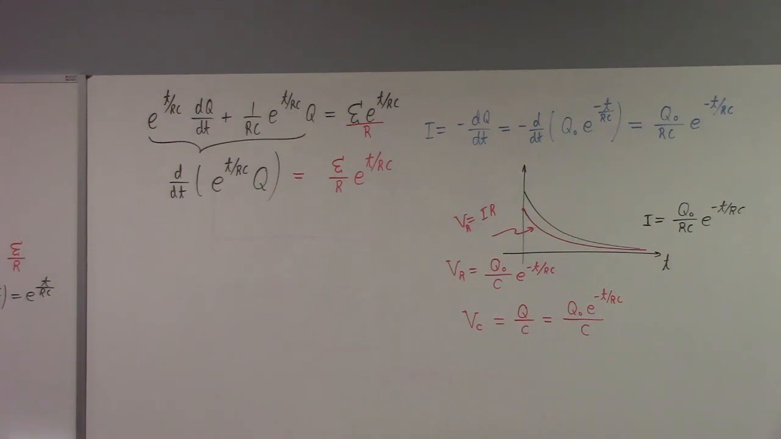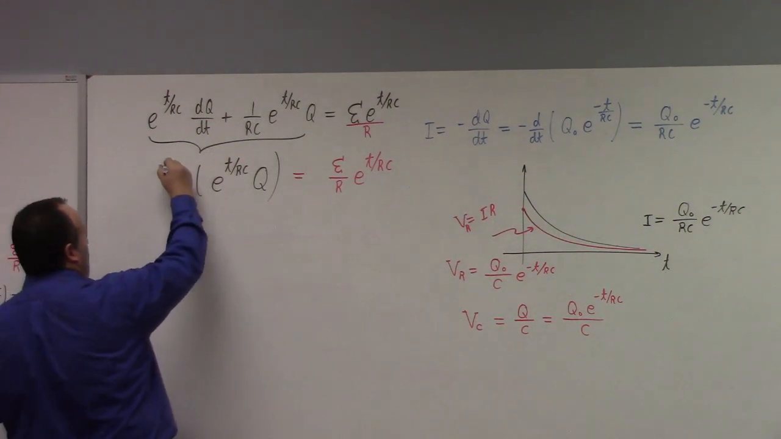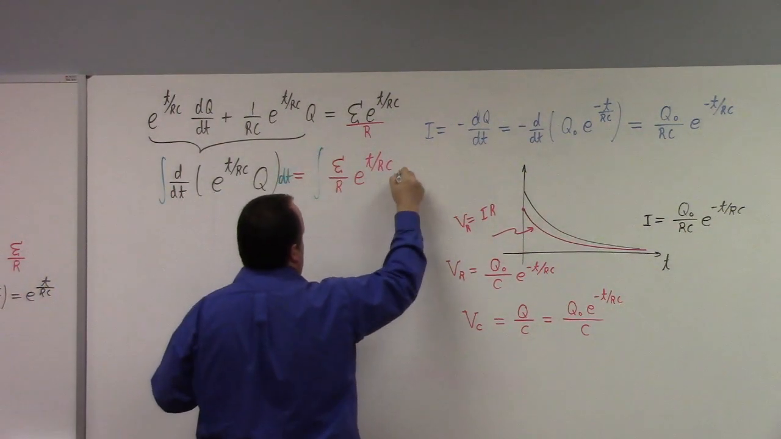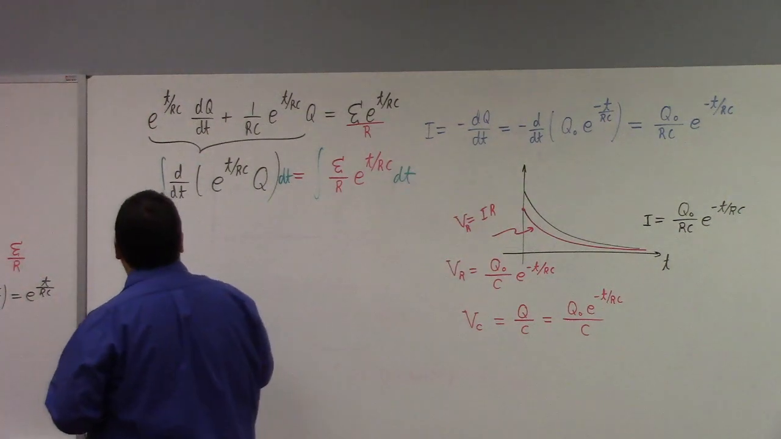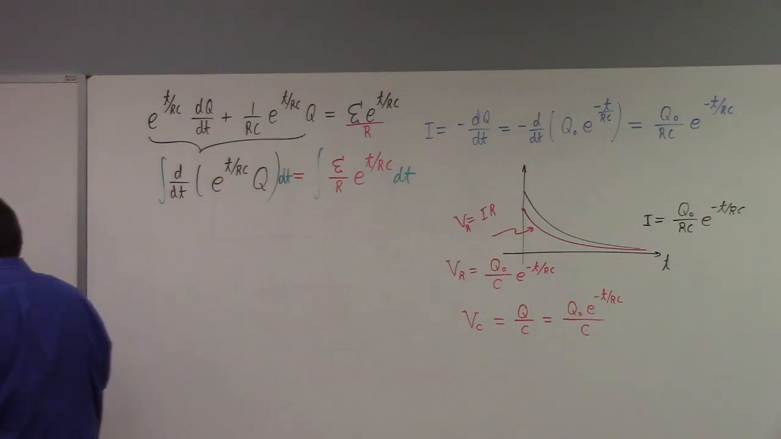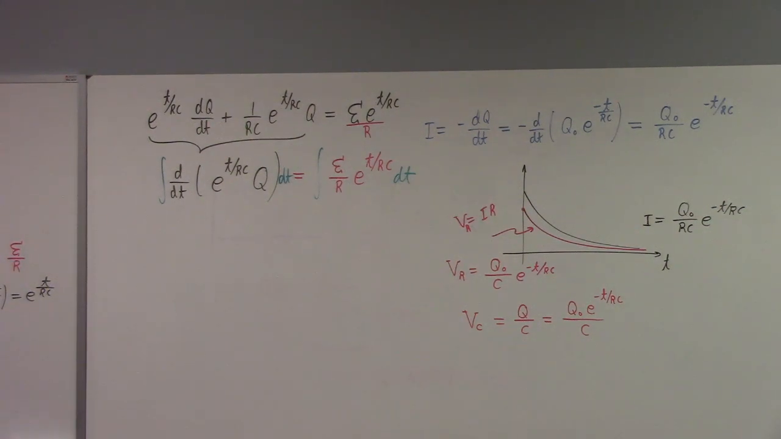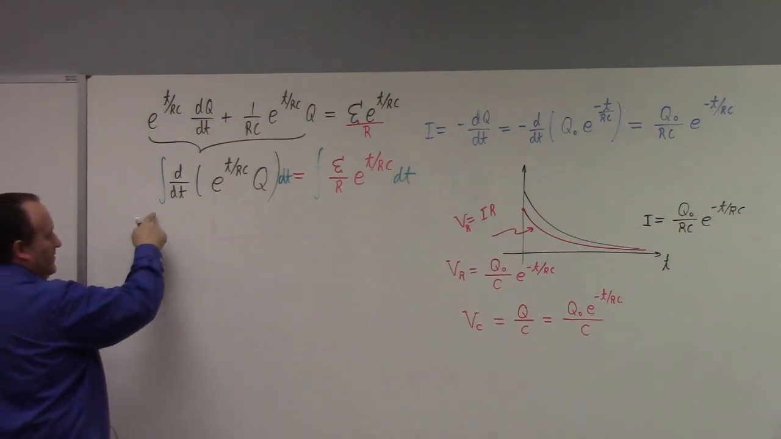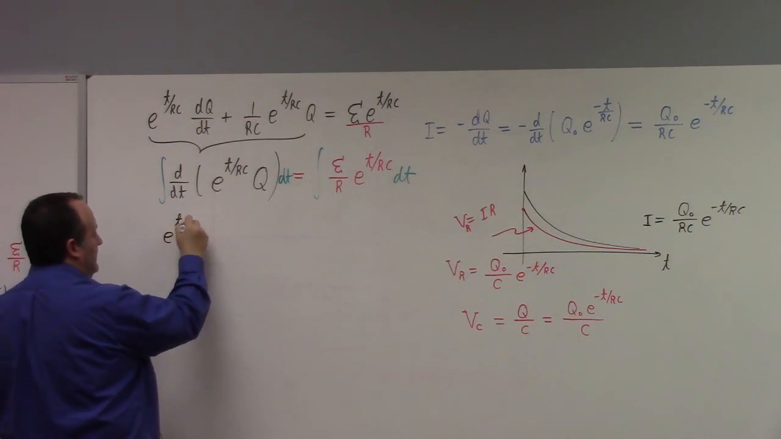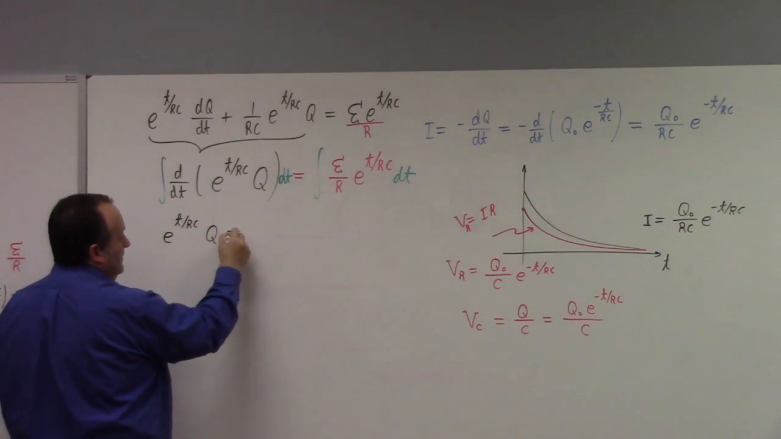Now that we've got a total derivative equal to a function, we integrate both sides to get rid of the differentiation, right? So integrate this with respect to time, integrate that with respect to time. And we get the integral of the derivative is the thing again, so just e to the t over RC times Q.